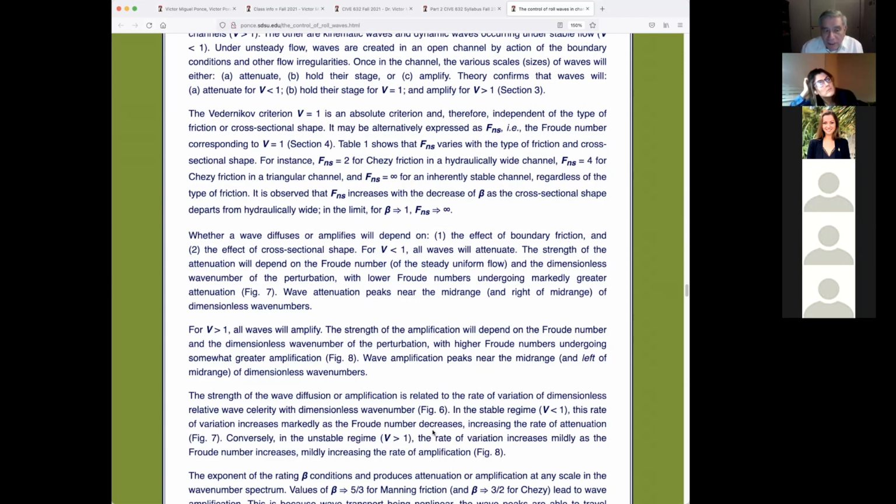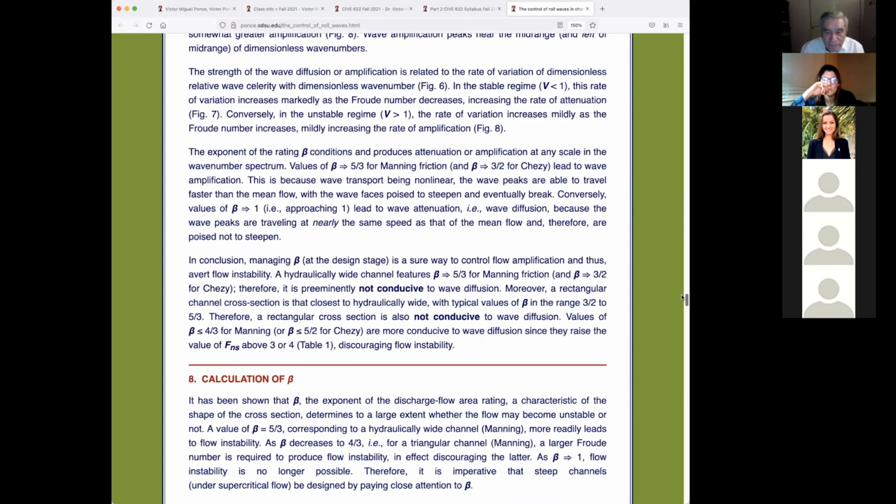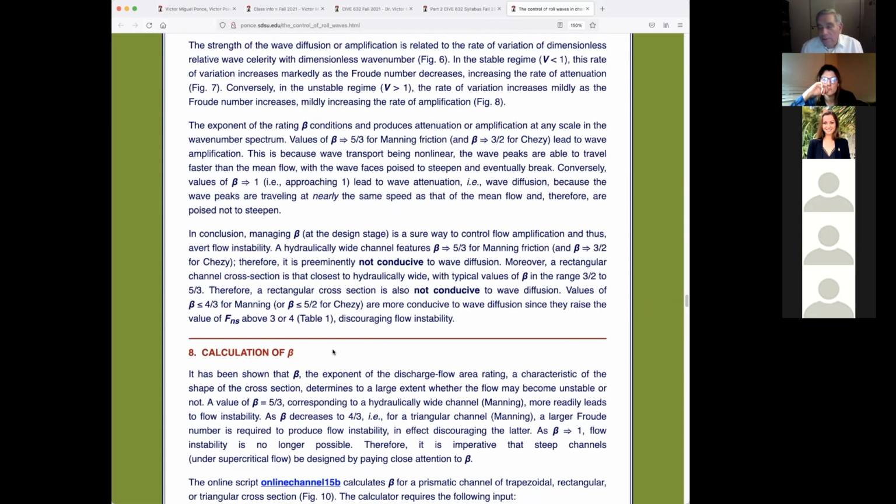The strength of the attenuation will depend on the Froude number and the dimensionless wave number. Lower Froude numbers undergo markedly greater attenuation. Wave attenuation peaks near the mid-range and right of mid-range of dimensionless wave numbers. I've already shown you this stuff. In conclusion, managing beta at the design stage is a sure way to control flow amplification and thus avert flow instability. A hydraulically wide channel features 5/3 for Manning friction and 3/2 for Chezy.